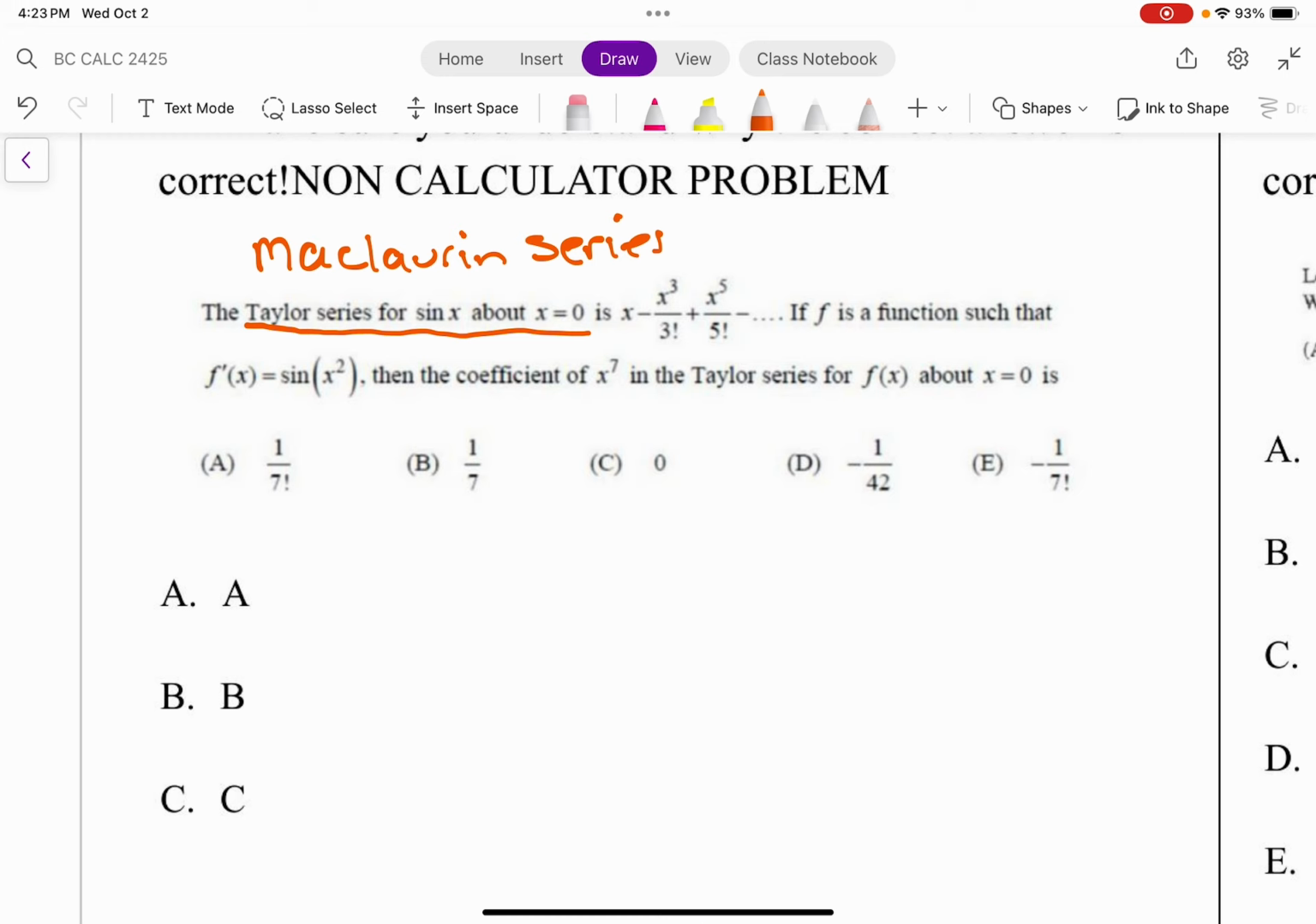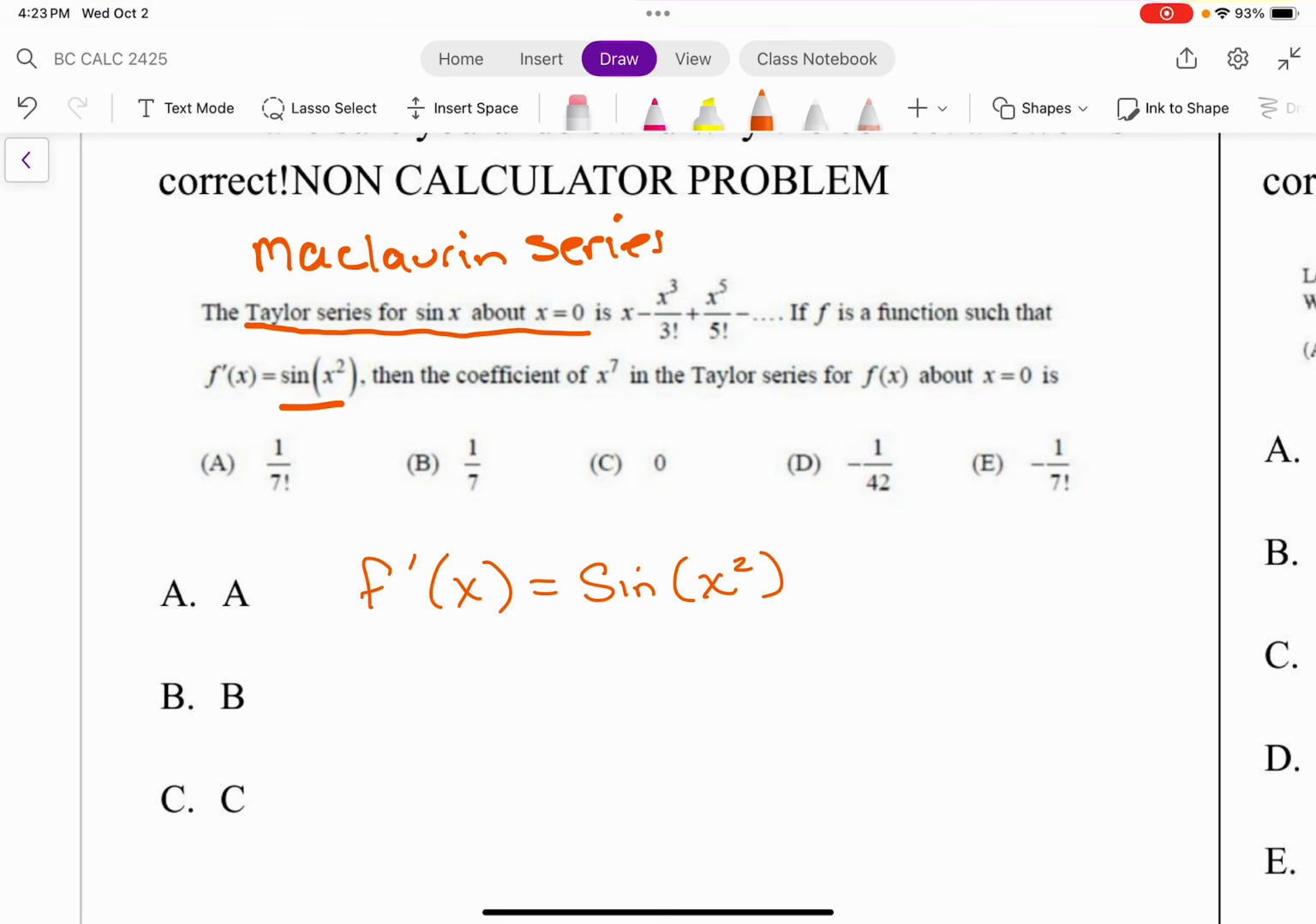And then they said if f is a function such that f prime of x is equal to sine of x squared, then the coefficient of x to the 7th in the Taylor series for f of x about x equals 0 is. Okay, so let's write down this fact here. So we know f prime of x is equal to sine of x squared.